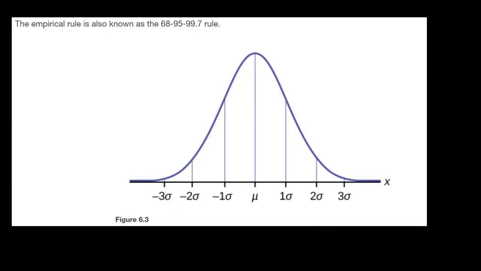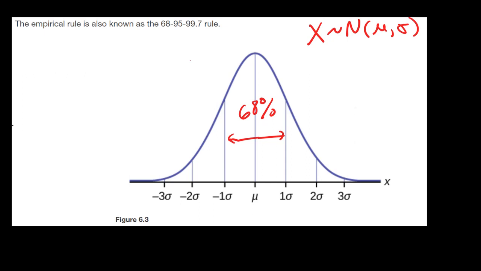So the empirical rule is often referred to as the 68, 95, 99.7 rule. It says that if x is a random variable that's normally distributed with mean mu and standard deviation sigma, then 68% of x values will be within one standard deviation from the mean. Okay, that's where the 68 comes from.